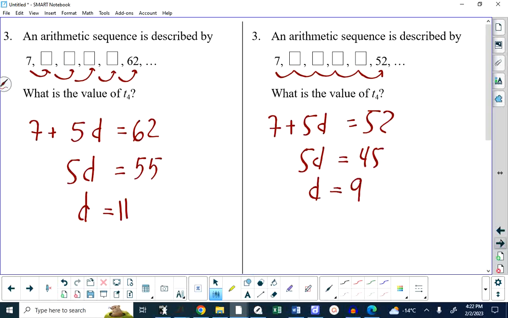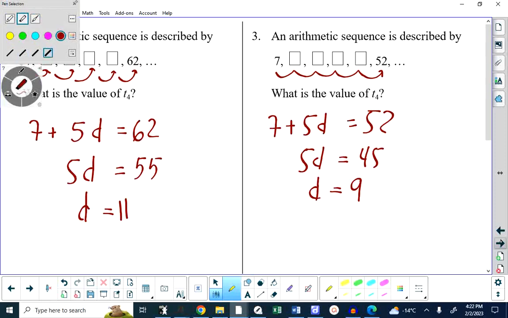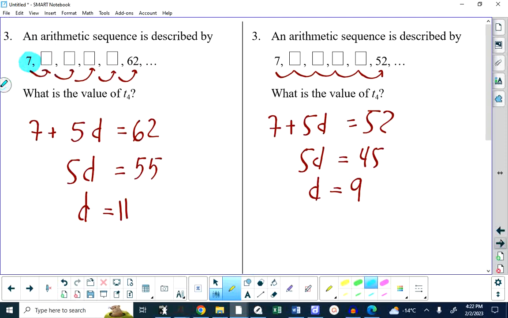The fourth term, when you look carefully at the list, this is the first term, second, third, fourth. That's the term you want to find. First term, second, third, fourth term. That's the term you want to find. I don't think you need to worry about using a formula here.